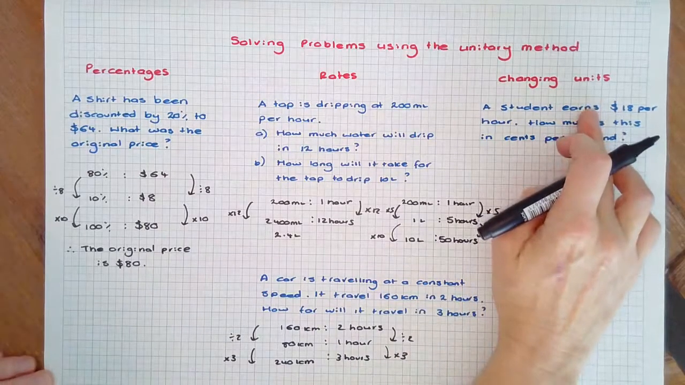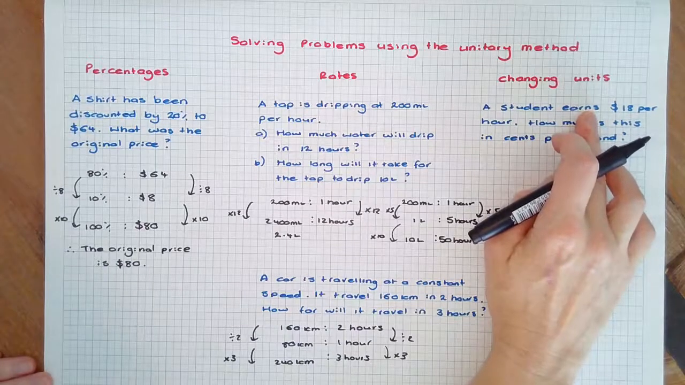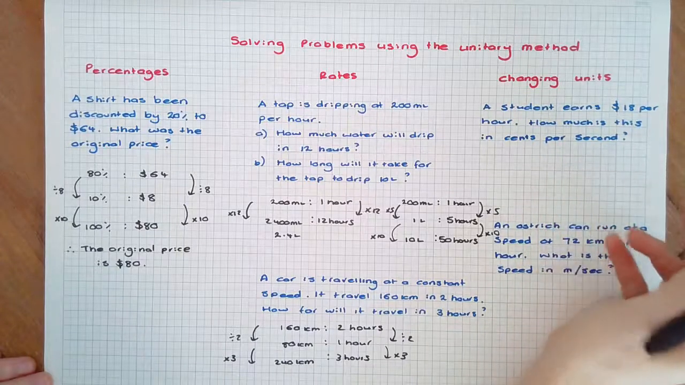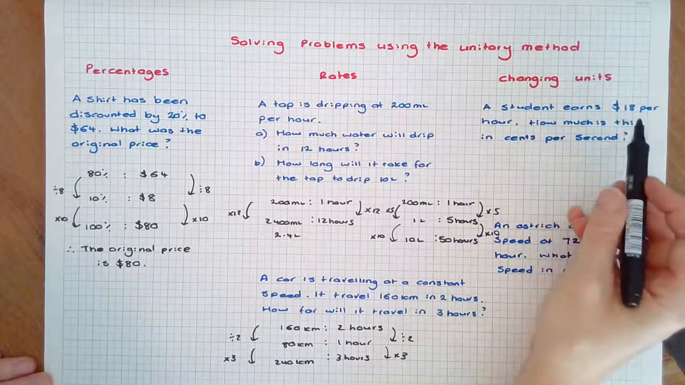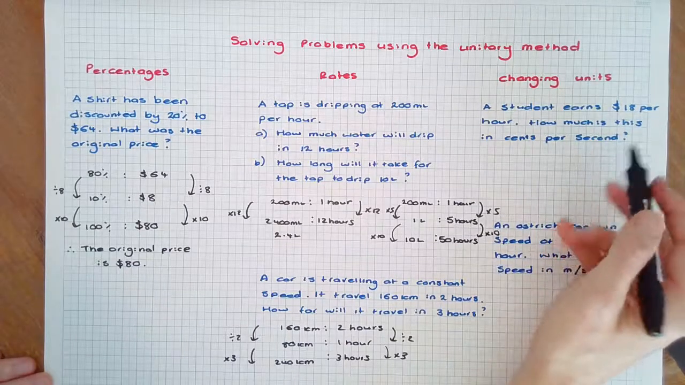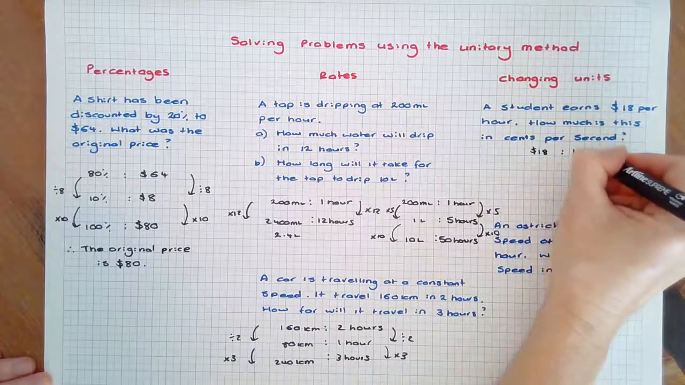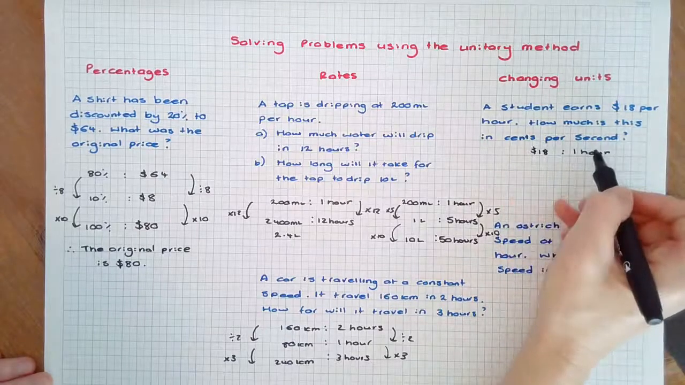Changing units. The unitary method is also used to change units, such as kilometres per hour to metres per second, or millilitres per second to litres per hour, etc. A student earns $18 per hour. How much is this in cents per second? So we know it's $18 to 1 hour. Now we need to get cents per second.